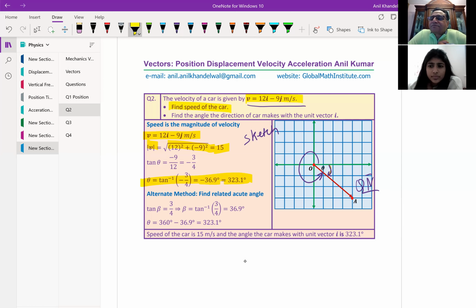But what doesn't make sense is it says find the angle that the direction of the car makes with the unit vector i. If it says unit vector i, it's just basically saying the x-axis. So you could write the answer as 360 minus that, or the negative of that, minus 36.9. Both will work.